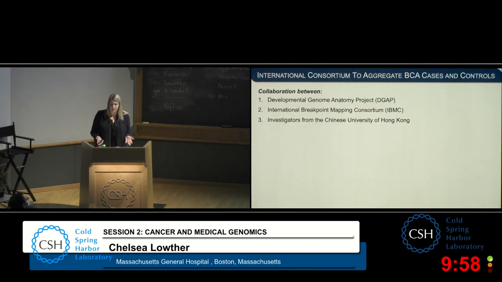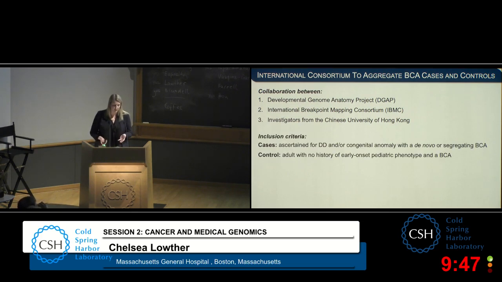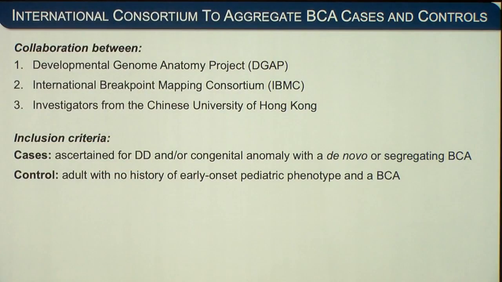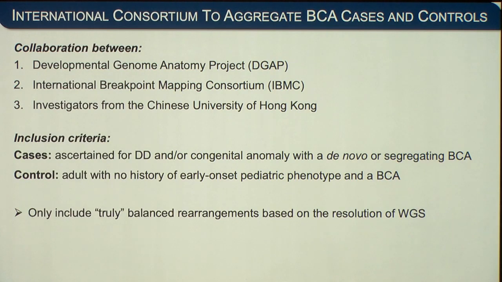So to address these questions, we initiated an international consortium to aggregate BCA cases and controls with whole genome sequencing data available. Our inclusion criteria included cases ascertained for a developmental disorder or a congenital anomaly with a de novo or segregating BCA. And controls were adults without a history of an early onset pediatric phenotype and a BCA. I just want to mention that all of the cases and controls that were included were truly balanced at the resolution of whole genome sequencing.